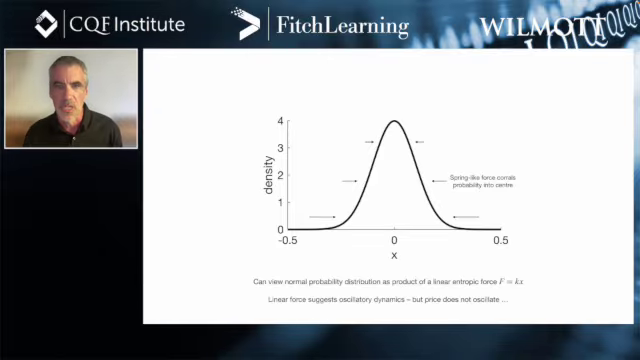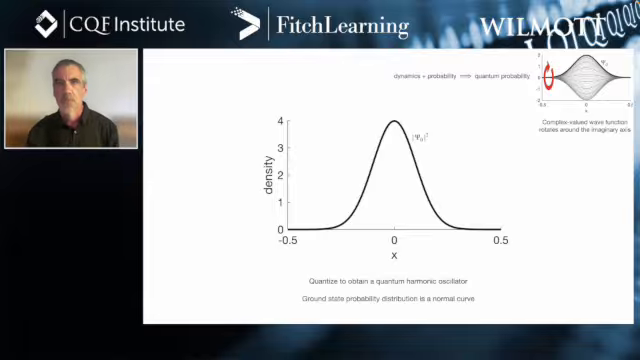One way is to view the normal probability distribution as being the product of a linear entropic force. You can imagine this like a spring-like force which corrals the probability into the center. When you think linear force, that suggests oscillatory dynamics. We know that price does not oscillate. But when you have dynamics and probability together, then an appropriate mathematical framework is quantum probability. If you apply that to this force, you get a quantum harmonic oscillator.